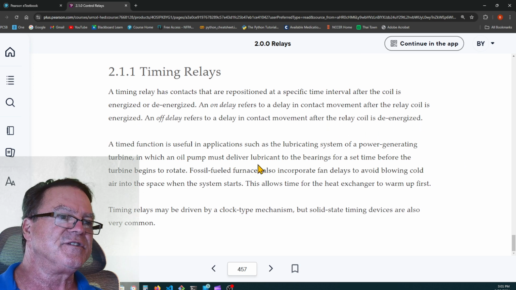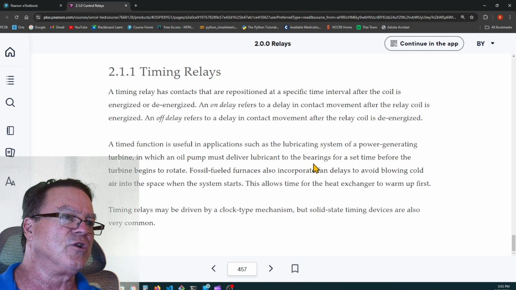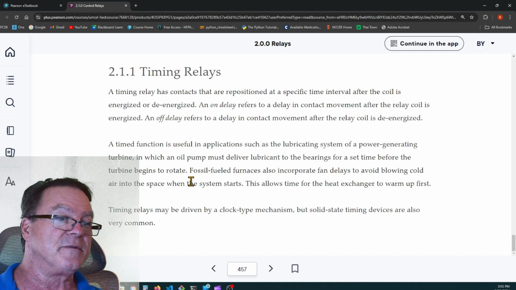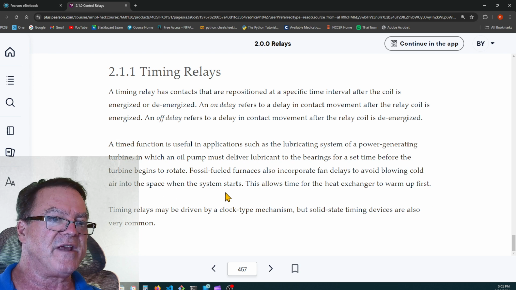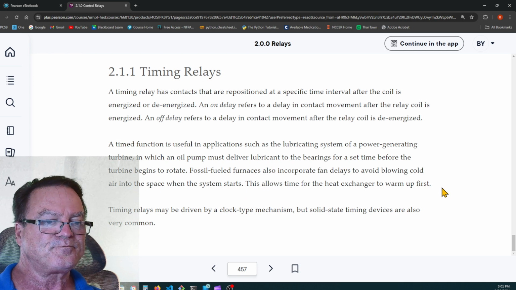A timed function is useful in applications such as the lubricating system of a power generating turbine, in which an oil pump must deliver lubricant to the bearings for a set time before the turbine begins to rotate, usually about 30 seconds. Fossil fueled furnaces also incorporate fan delays to avoid blowing cold air into the space when the system starts. This allows time for the heat exchanger to warm up first.